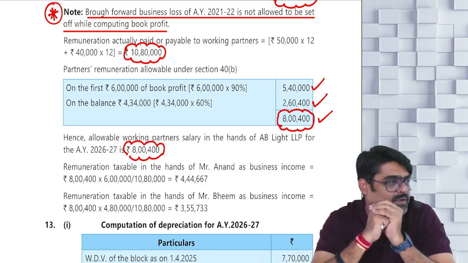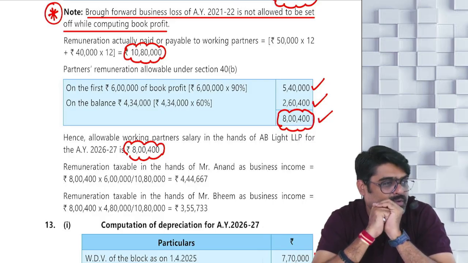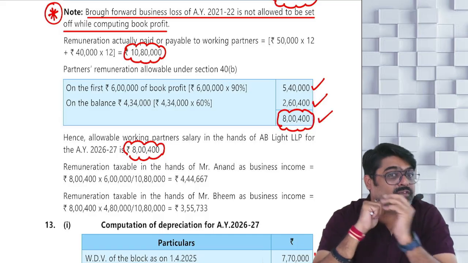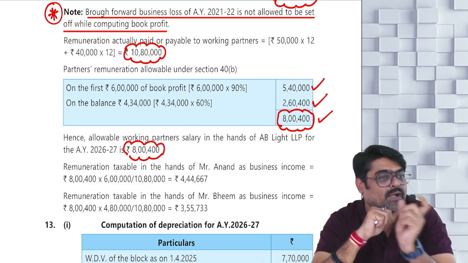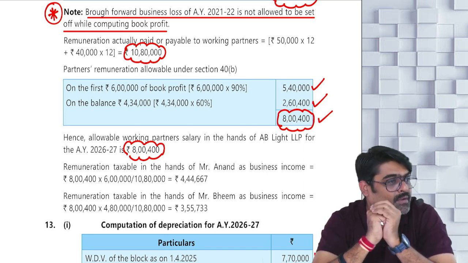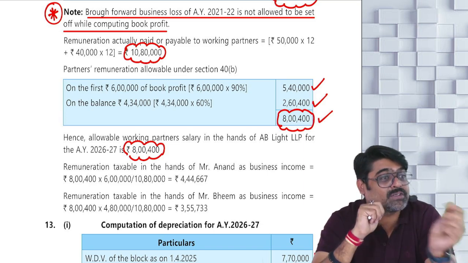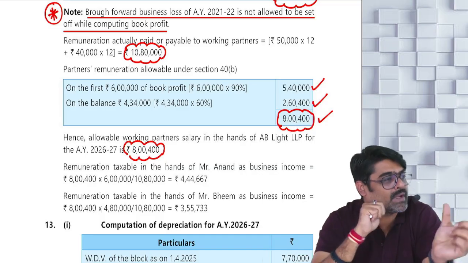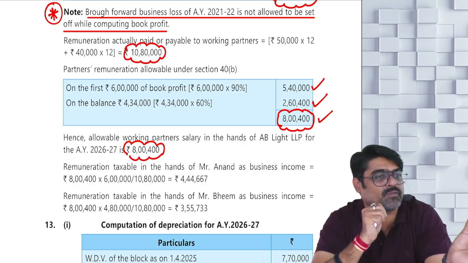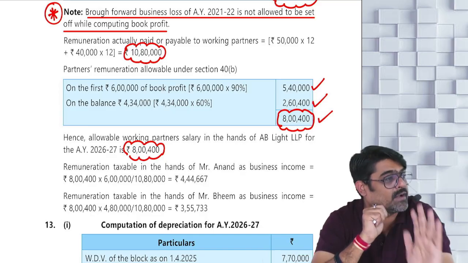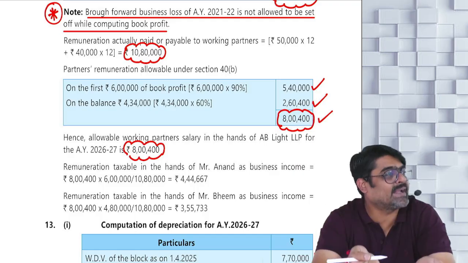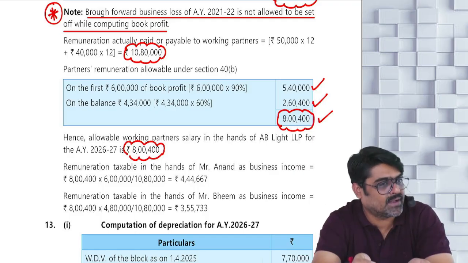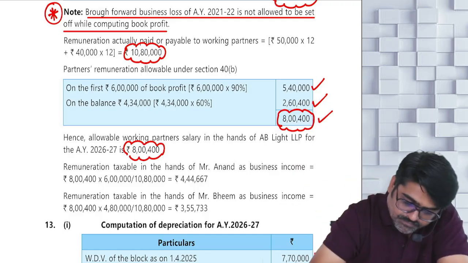Now how much amount did the partner Anand get? 6 lakh. Don't you think out of 6 lakh some amount was disallowed and some amount was allowed? And how much amount did Bhim get? 4,80,000. Don't you think out of that 4,80,000 also some amount will be allowed and some amount will be disallowed? Because the entire 10,80,000 is not allowed out of 10,80,000. Yes or no? How much is allowed?